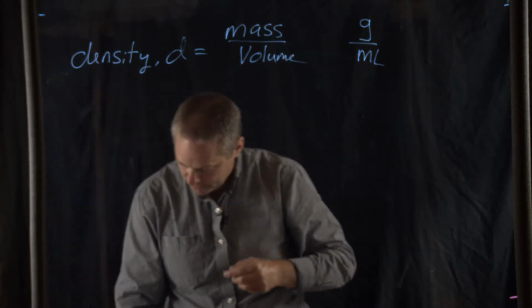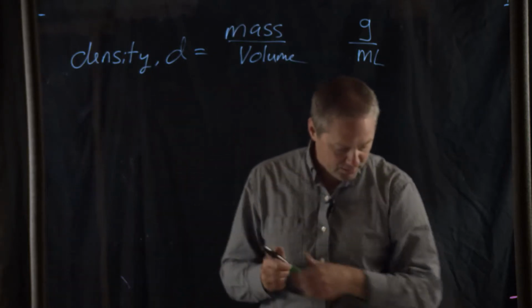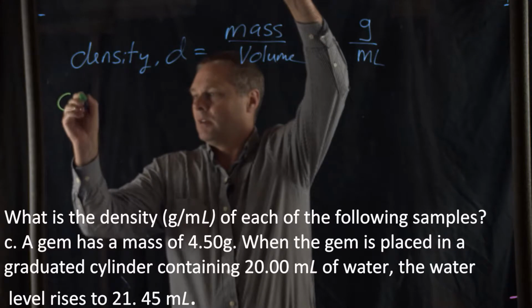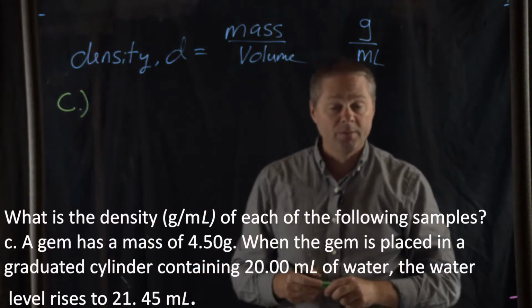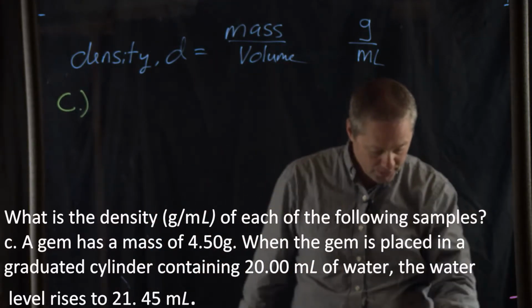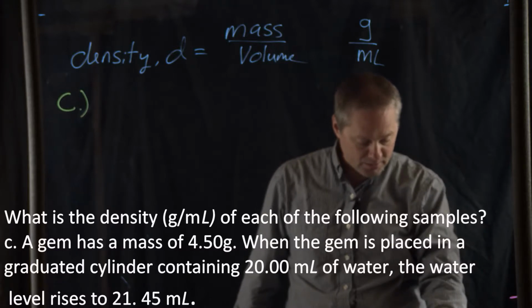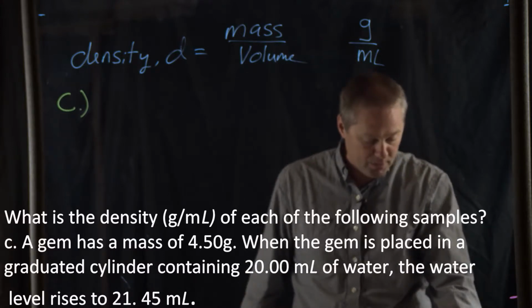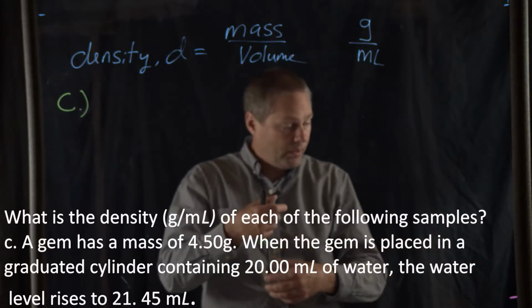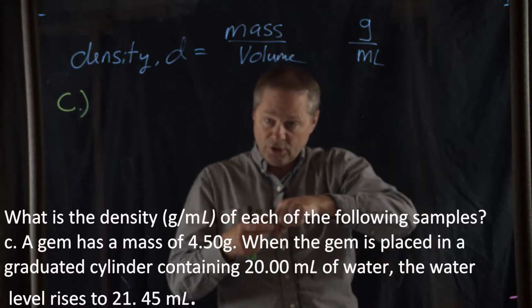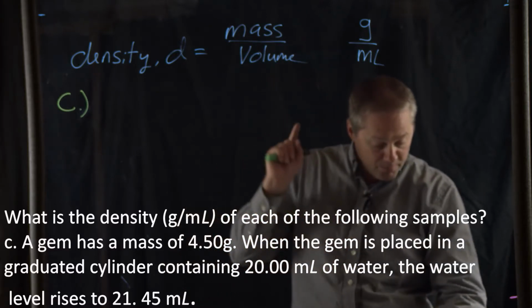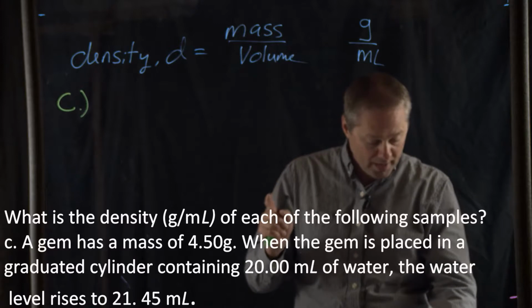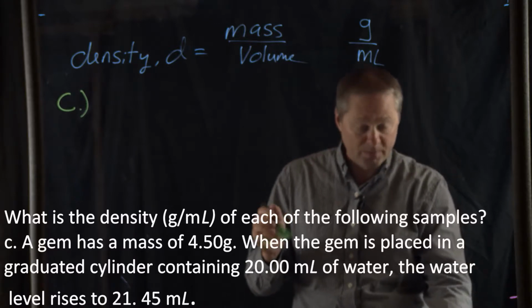All right, let's look at part C. It's a little bit different here. In this case, we have a volume displacement, so we have to do a displacement. A gem has a mass of 4.50 grams. When the gem is placed in a graduated cylinder that contains 20 milliliters of water, you put the gem in, and then the volume is going to change. The volume rises to a level of 21.45 milliliters.